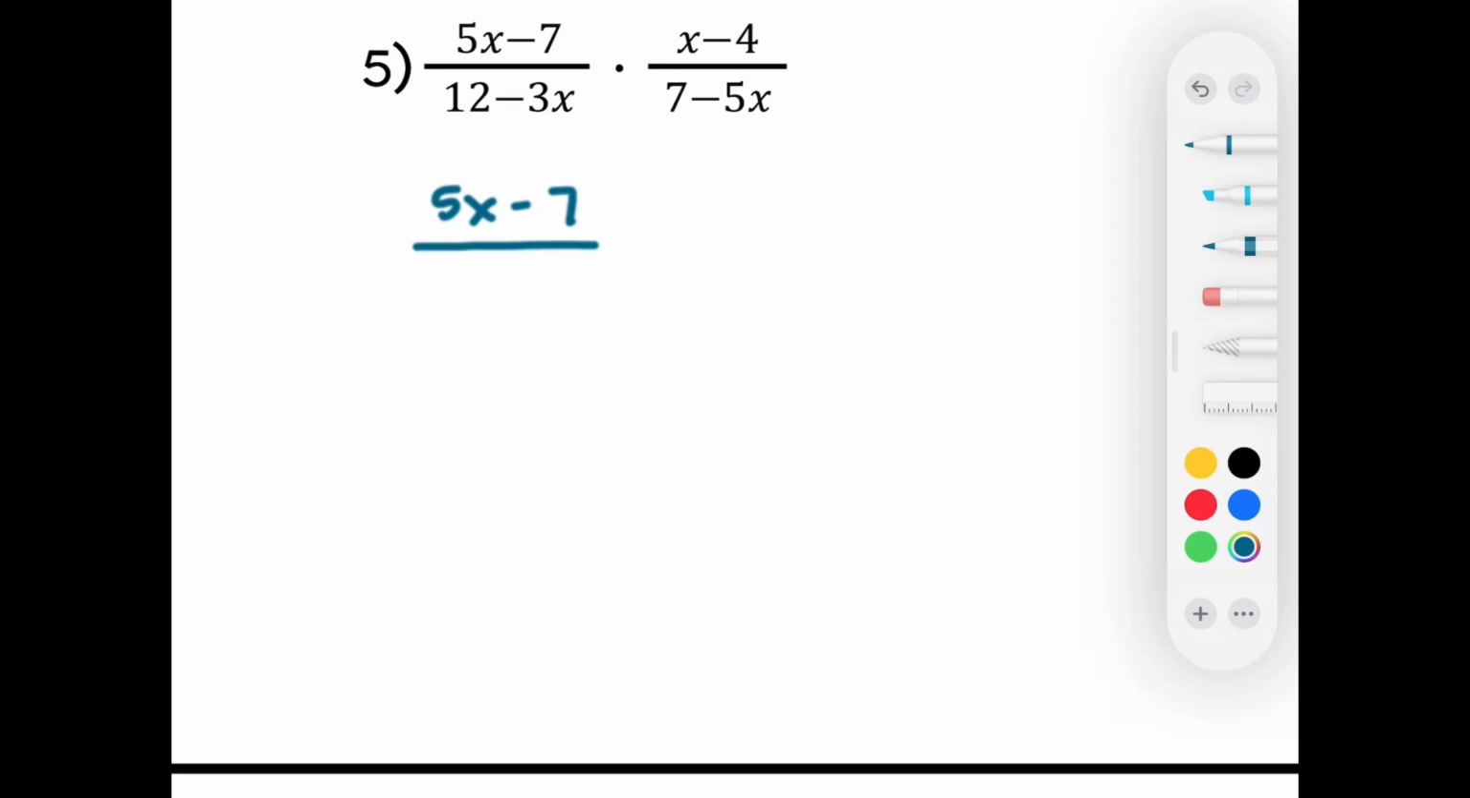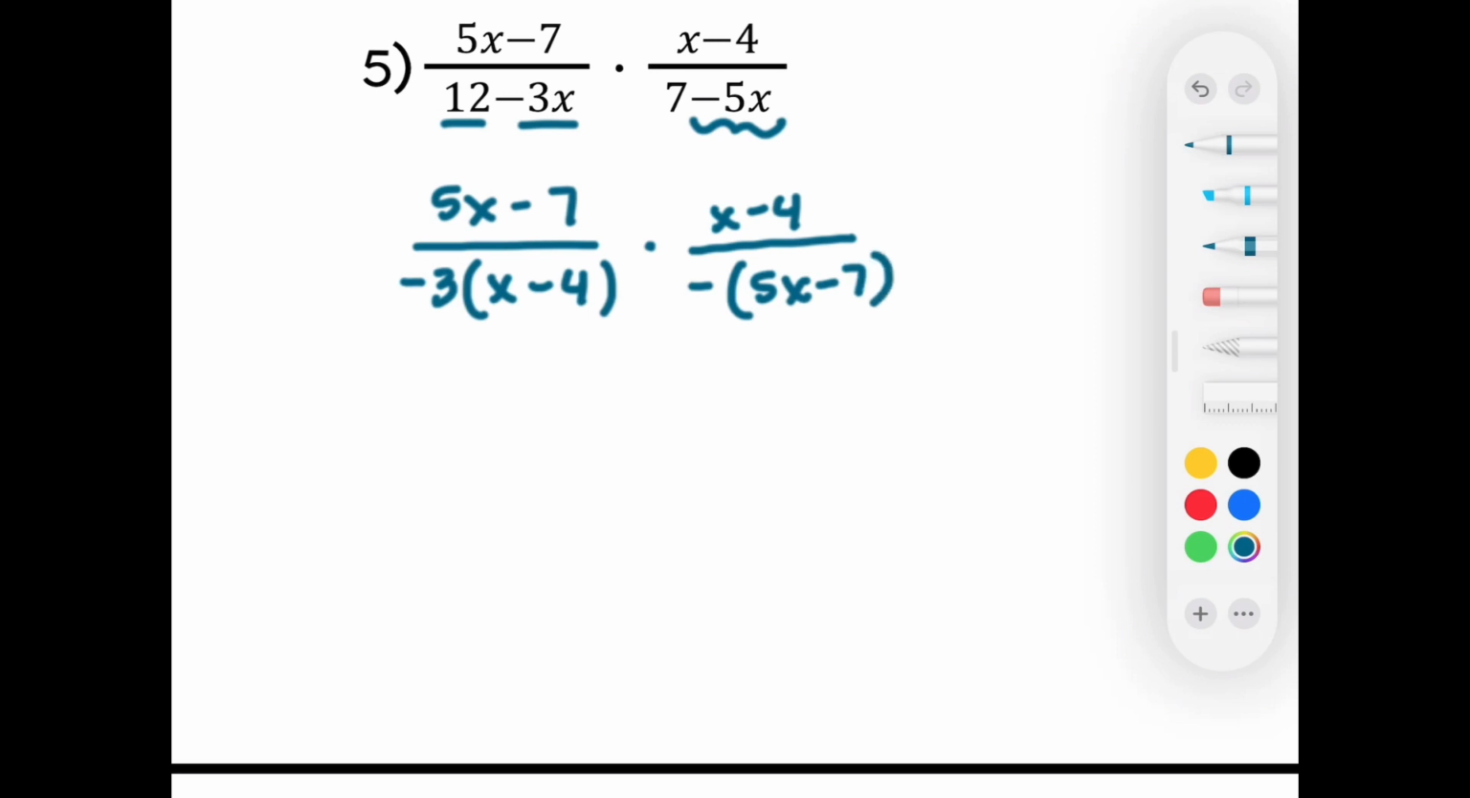Over. And remember, we always want our x to be first in this situation. So we can divide both 12 and 3 by 3. And I'm going to divide by -3 to get my x first, so to get that x positive. So this would be x minus 4. Then we have x minus 4, which we can't do anything to factor. And on the bottom, this is where we want to flip this around. We want this to be positive. So I'm going to factor out a negative, and then we'll have 5x minus 7. So it just switches everything around.